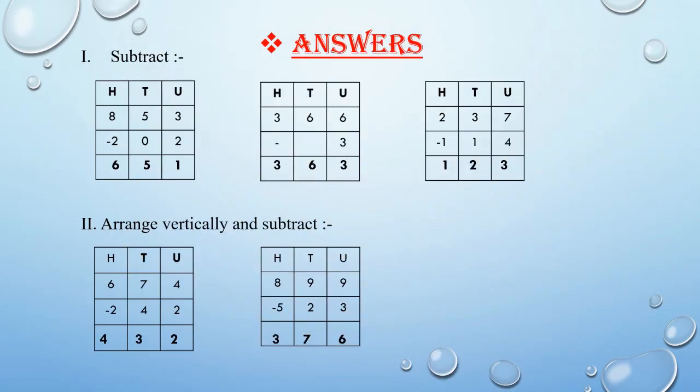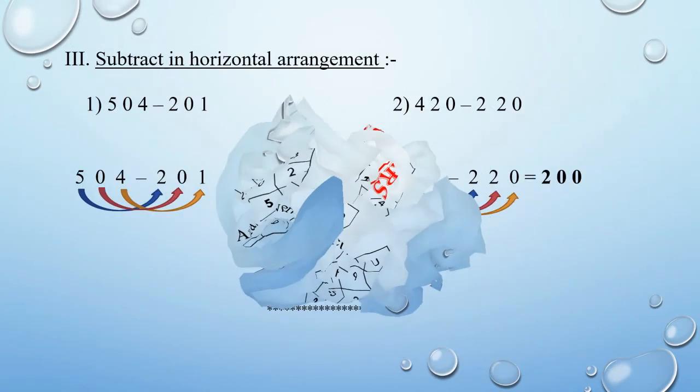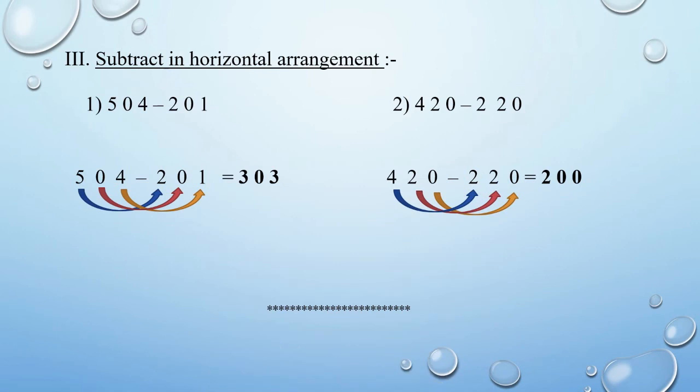Students, here the answers are given. You can go through and correct your answer. Student, here the sums are solved of subtract in horizontal arrangement. You can check your answers.